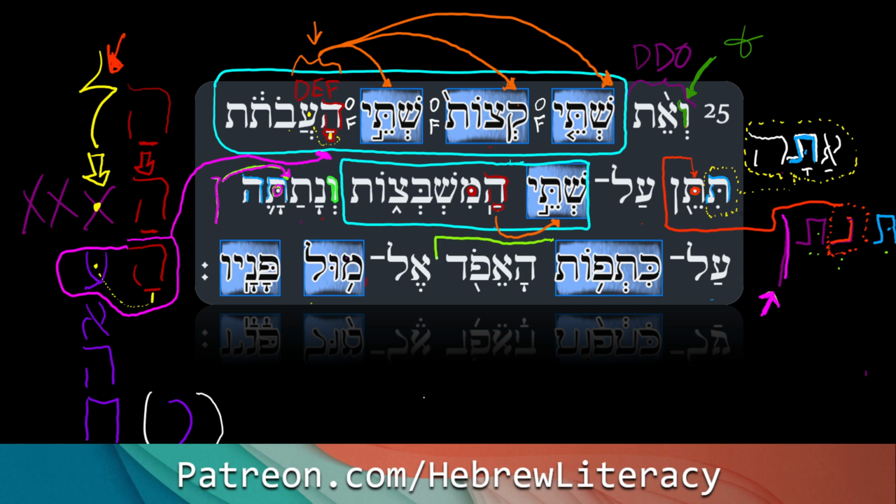Hitfot ha ephod. I clicked aqua. I don't know why it gave me lime. Another construct chain that is definite because the last word has the definite article.